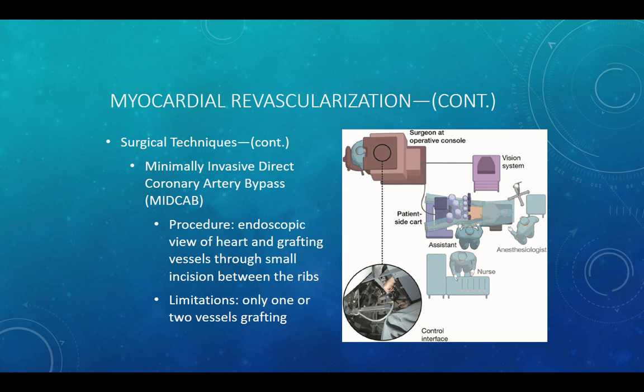The minimally invasive direct coronary artery bypass procedure is an endoscopic procedure. First time these were done in Tacoma, and not many of the people lived. A couple of them did, and they were very happy because it has minimal scarring. Incision is between the ribs. They might take out a portion of the rib. Limitations: only 1 or 2 vessels can be grafted in this procedure. Otherwise, they have to do a regular one.